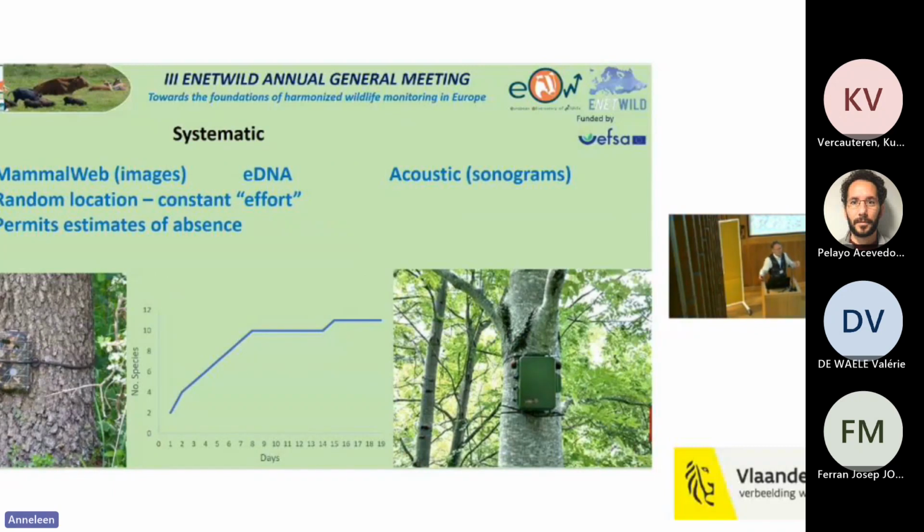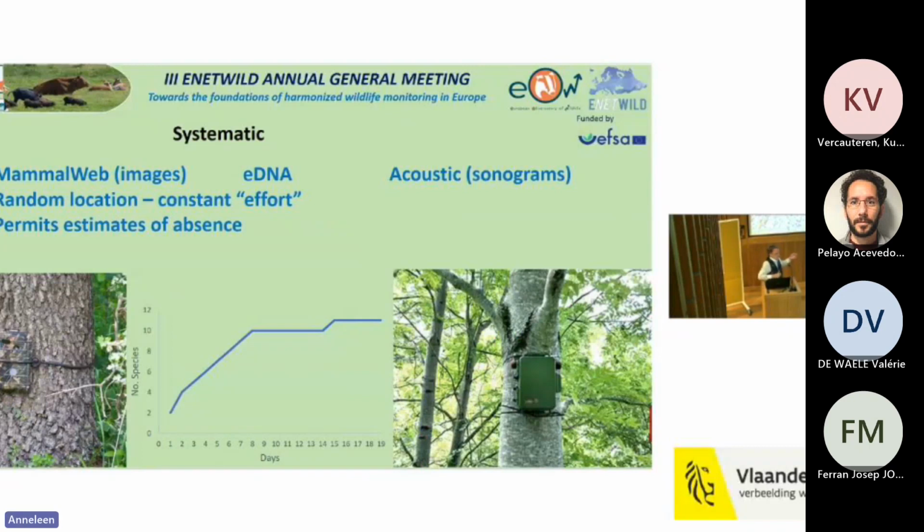So let's look at MammalWeb that collects images constantly over a period of time. It could be on a random location, just where people happen to have back gardens. They've got bits of woodland, they can put stuff out, but it's a constant effort. So it also permits estimates of absence. So the longer you go without recording a species, the higher probability it's not present. Whereas if you're just doing ad hoc presence, it's quite hard to show something's not there.